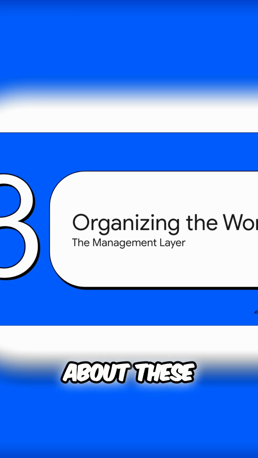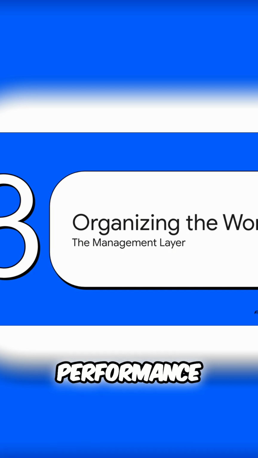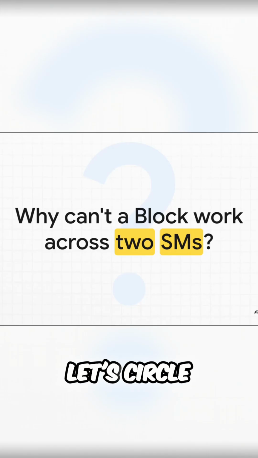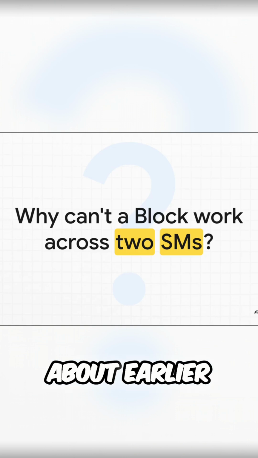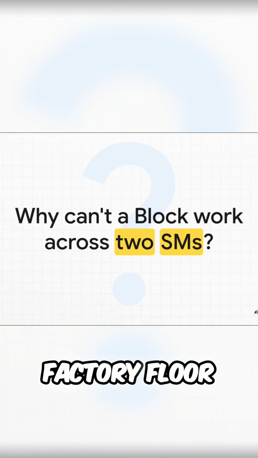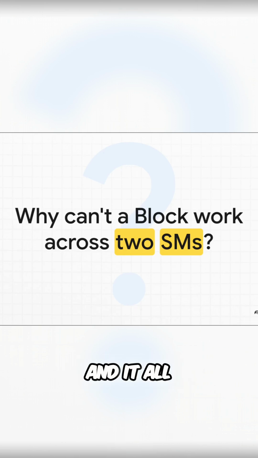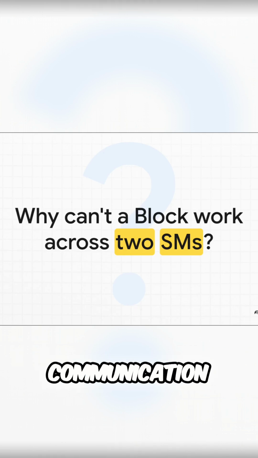So, knowing about these constraints, like warp divergence, how does the GPU's management layer organize all these teams and workers to squeeze every last drop of performance out of the hardware? Let's circle back to that really important rule we talked about earlier. A team of workers, a block, is always stuck on a single factory floor, or SM. There's a very, very good reason for this, and it all comes down to the speed of communication.